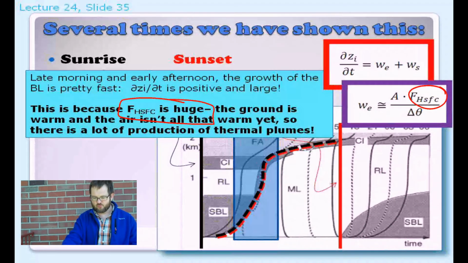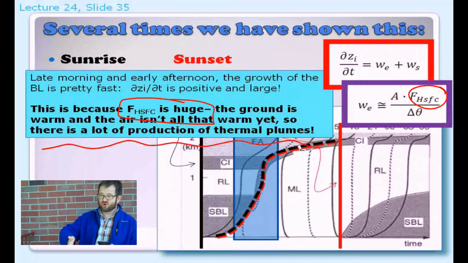So the more we warm up the ground, the bigger the temperature difference is between the ground and the air touching the ground, the more thermals we get, the more thermal plumes we get, the more chances there are for each of those plumes to punch through Zi and grab some, entrain some air from the entrainment zone and bring it down into the boundary layer. Therefore, Zi increases very rapidly in the middle of the day.